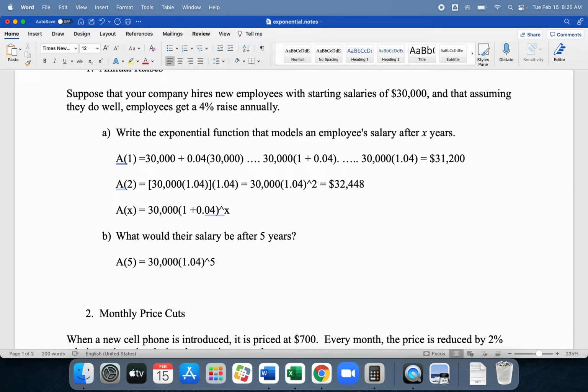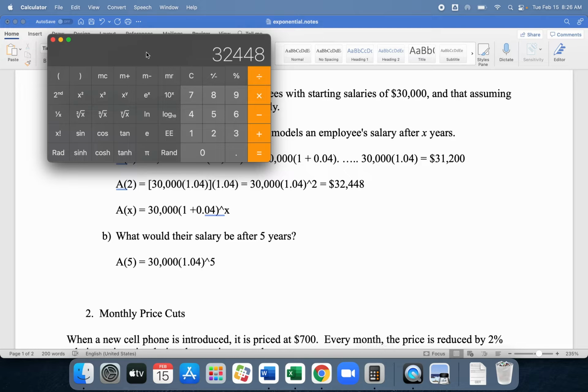After 1 year, it's times 1.04 once. After 2 years, it's twice. 3 years, I do that again. 4 and 5. So the exponent matches the number of years into the future. So I could just do this computation and have it done with. I can also just keep doing this manually. Times 1.04, that's after 3 years, and so on and so on.